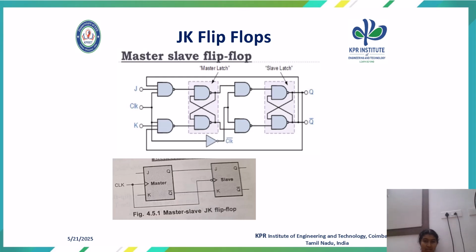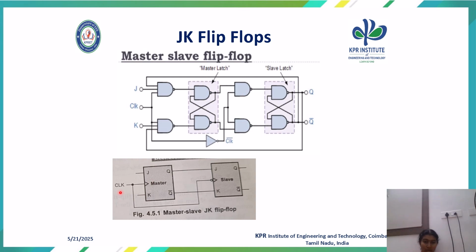So this is the master-slave configuration. So there are two flip-flops. One flip-flop will act as master and the other flip-flop will act as slave. So this portion is nothing but this portion and this portion is nothing but this portion. So we have seen already. So this is the master flip-flop. This is the slave flip-flop.